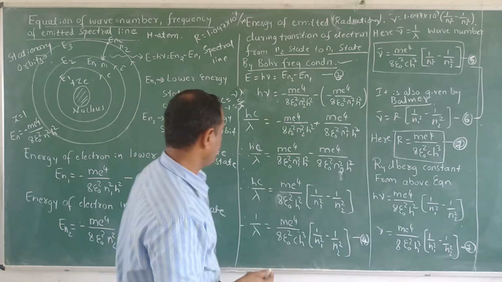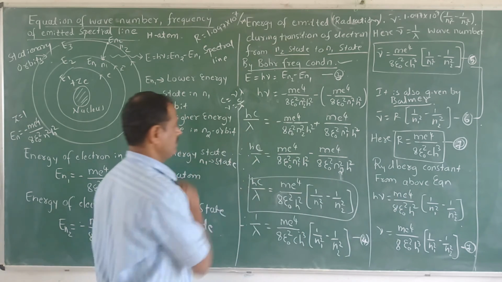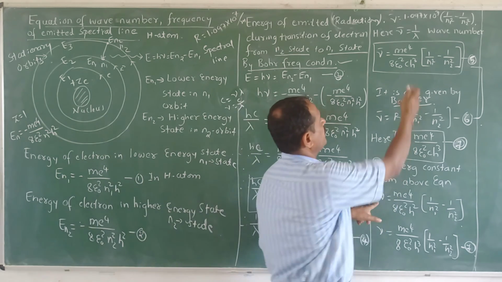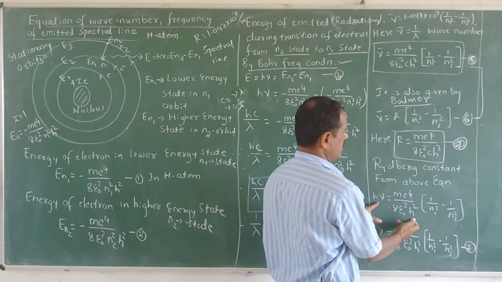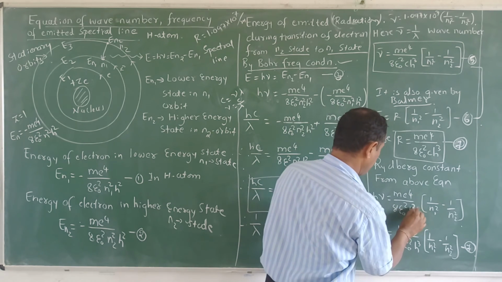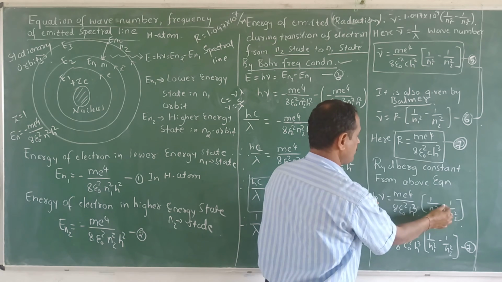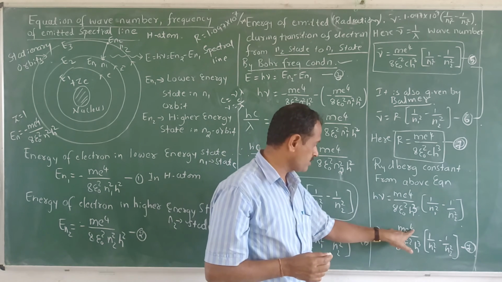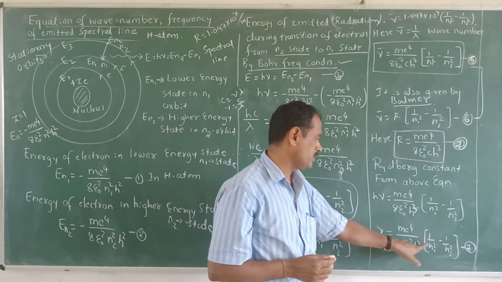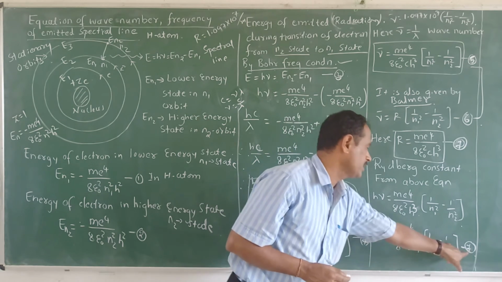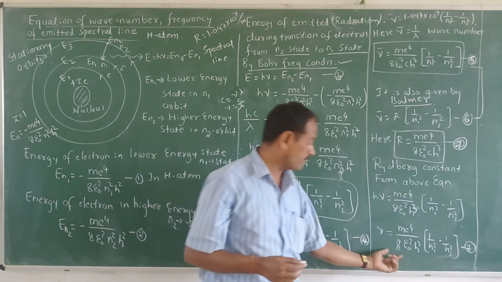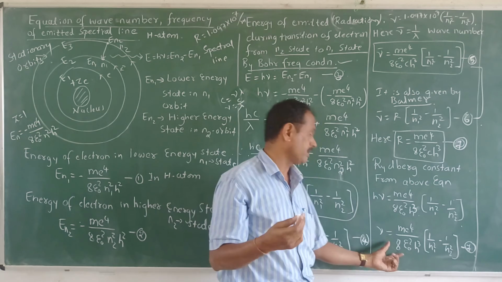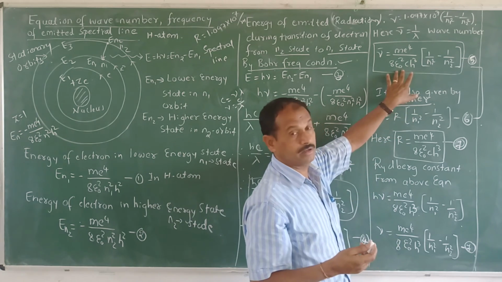Okay. Now, from this expression, h c by lambda means h nu. Now, as it is, you have to write here m e raised to 4 by 8 epsilon naught square h cube into bracket 1 upon n1 square minus 1 by n2 square. Now nu is equal to m e raised to 4 by 8 epsilon naught square h cube into bracket 1 upon n1 square minus 1 by n2 square. Equation number 7. It is the expression for the frequency of the emitted spectral line. This is the expression for the wave number.